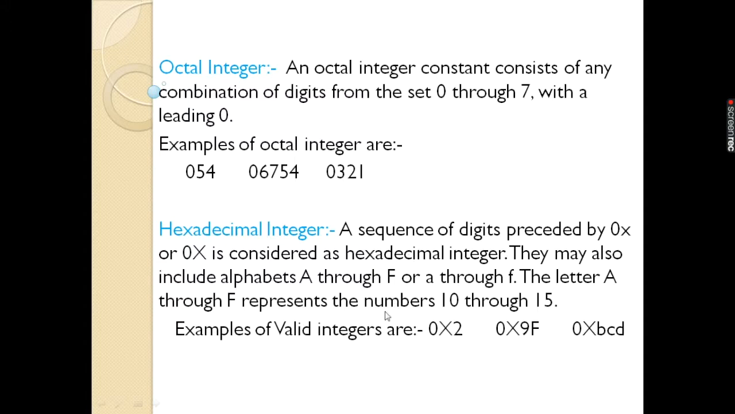And next, hexadecimal integer. A sequence of digits preceded by 0x or 0X is considered a hexadecimal integer. They may also include alphabets, capital A through F or small a through f. The letters A through F represent the numbers 10 through 15: 10 equals A, 11 equals B, 12 equals C, 13 equals D, 14 equals E and 15 equals F. Examples of valid hexadecimal integers are 0x2, 0x9f, 0xbcd.